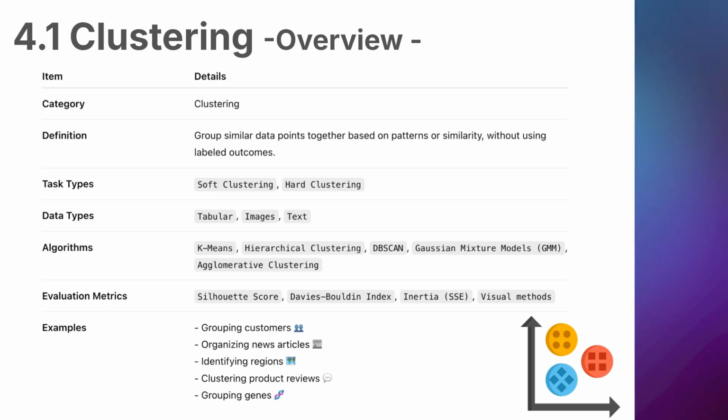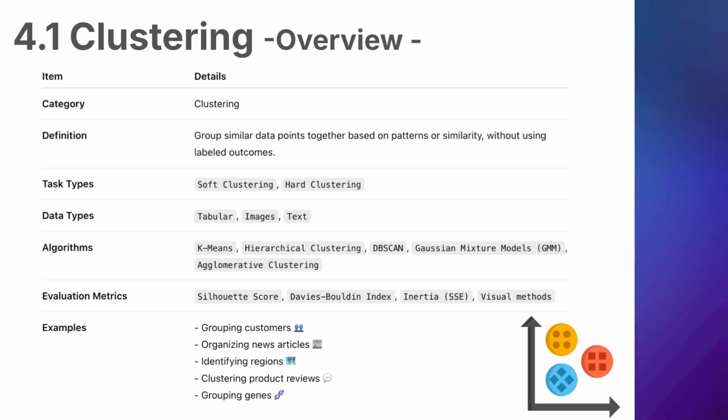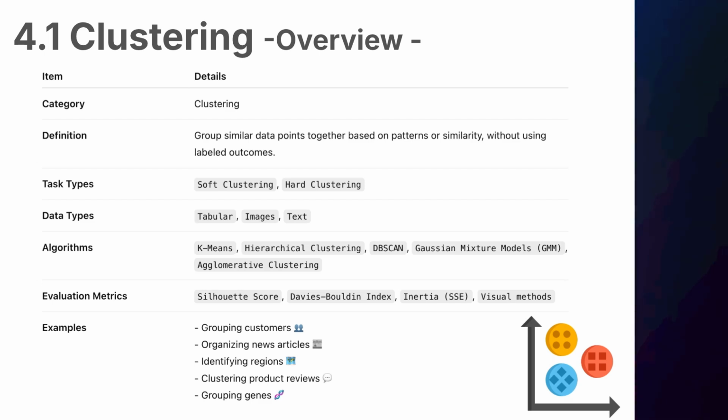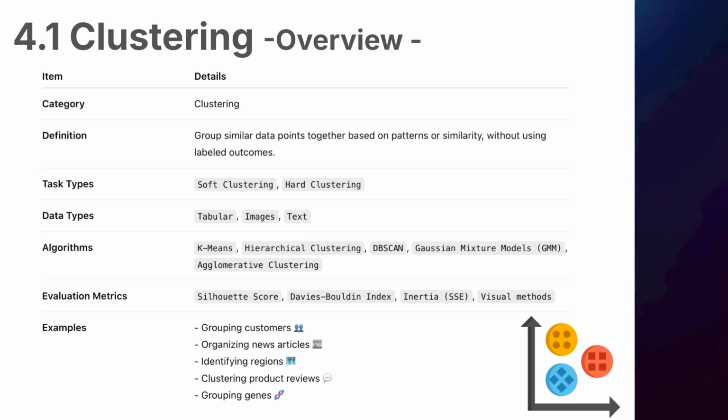Popular algorithms used for clustering include k-means, the most widely used method that partitions data into k distinct groups. Hierarchical clustering builds a hierarchy of clusters using a tree-like structure. DBSCAN groups data based on density, useful for finding arbitrarily shaped clusters. Gaussian mixture models is a probabilistic model that assumes data is generated from a mixture of Gaussian distributions. Agglomerative clustering is a bottom-up approach to hierarchical clustering.